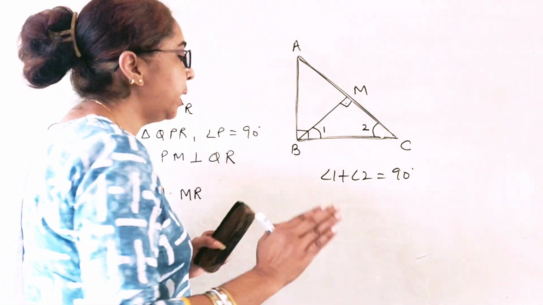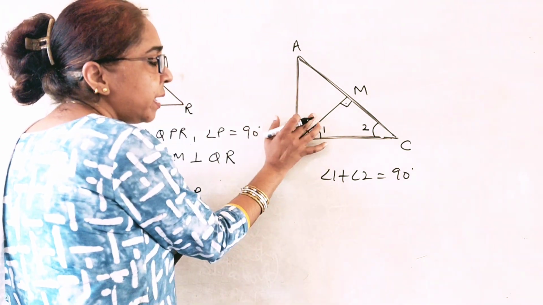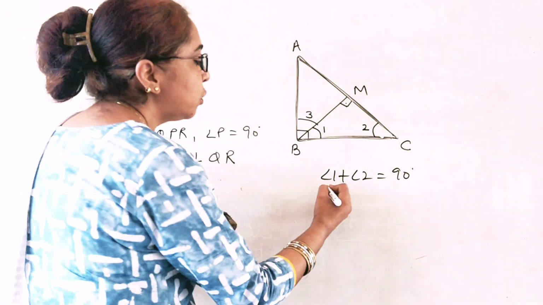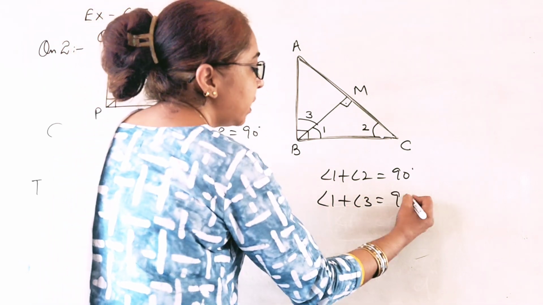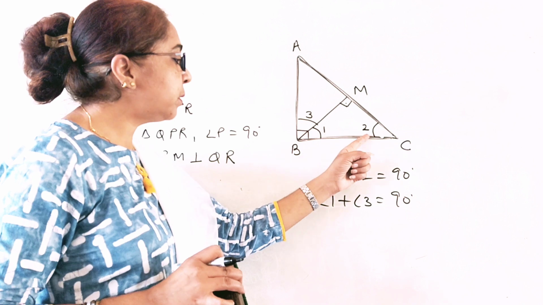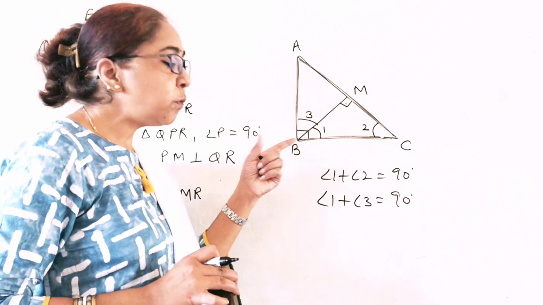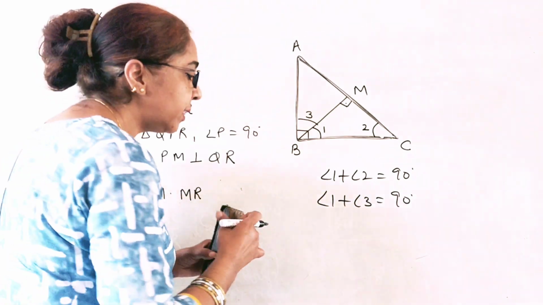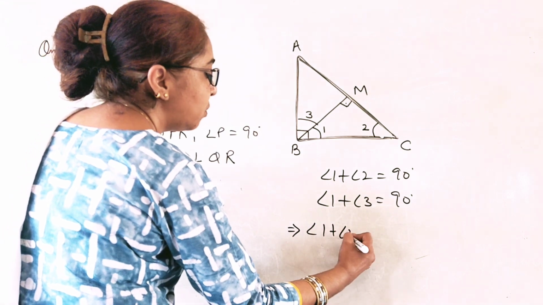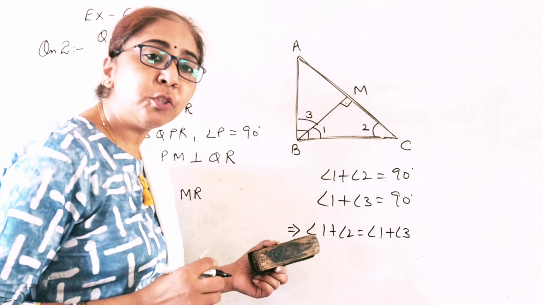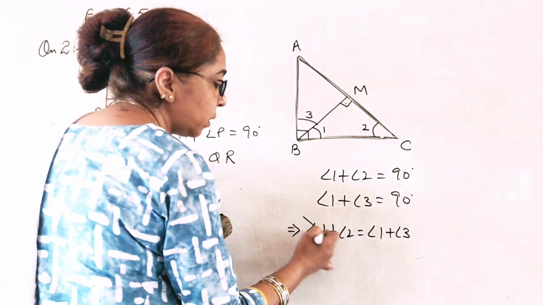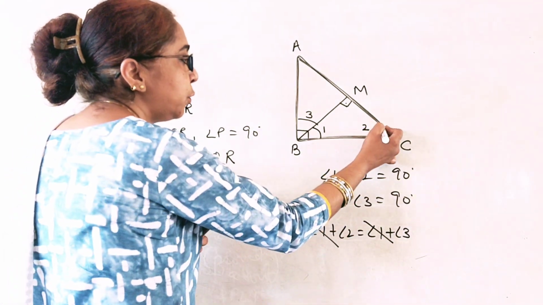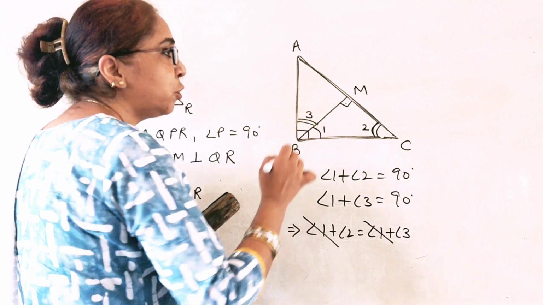Am I right? Okay. Here also the whole angle B is 90 degrees, and this one, if I am just saying it as angle 3, so angle 1 plus 3 is also 90. Got it? 1 plus 2 is 90, 1 plus 3 is 90. So from here, both left hand sides must be equal. That means I can write 1 plus 2 should be equal to 1 plus 3. Isn't it? And if so, I can cancel out 1 and 1 from both sides, and now I have angle 2 is equal to angle 3.